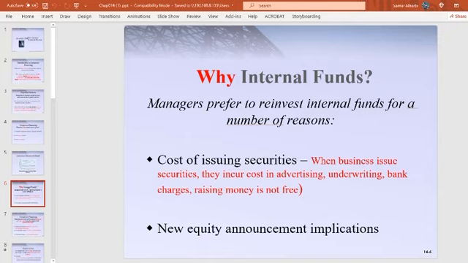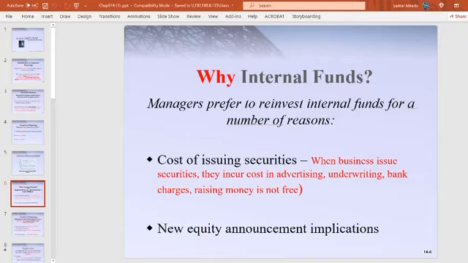When we say securities, these are shares and bonds. So when a business issues securities, whether it's a bond or shares, they incur costs in advertising, underwriting, and bank charges. Raising money is not free in this case. If you want to issue shares, you need to hire a bank, and this bank will work for you. It will issue the shares and it will charge you fees as a company. So definitely, for me, the best thing is to use my own funds, right?